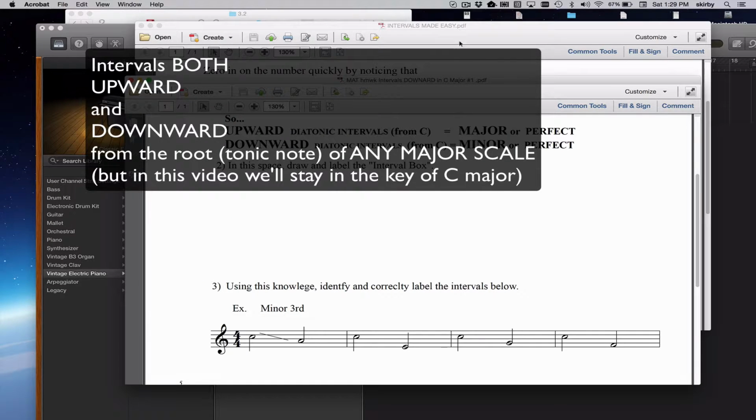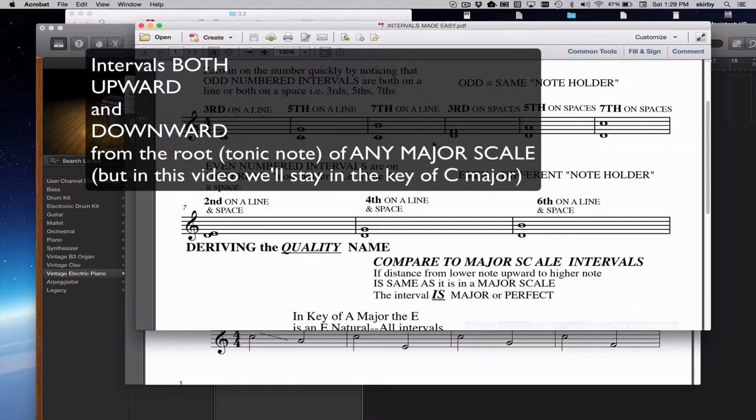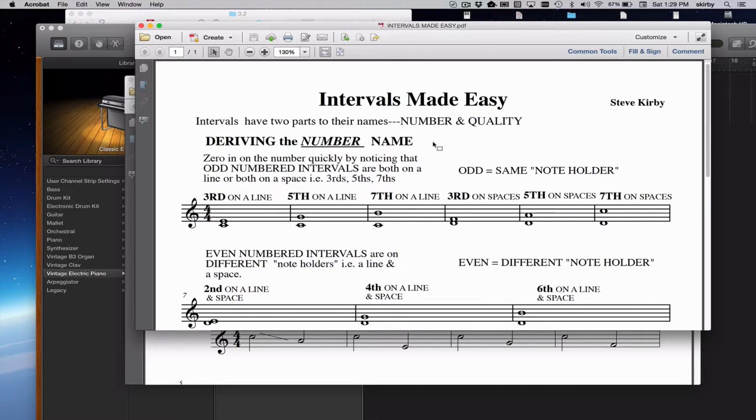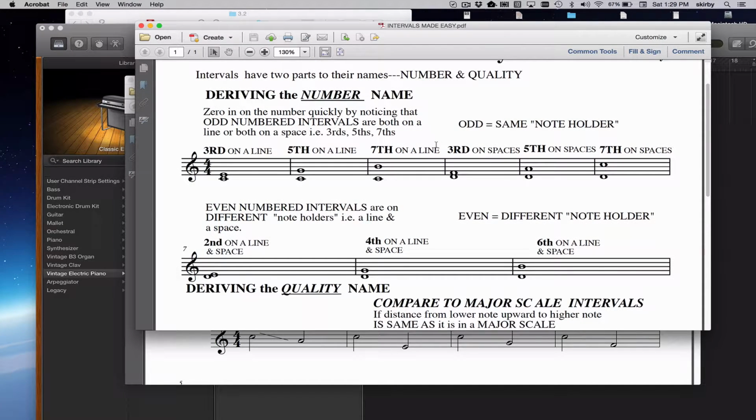So we're going to first remind ourselves about some basics about intervals, and then we're going to talk about figuring out intervals both upward and downward from the root of a major key, or scale degree 1 of a major key. There's this handout which I've given you, and there are a couple of visual cues about intervals.